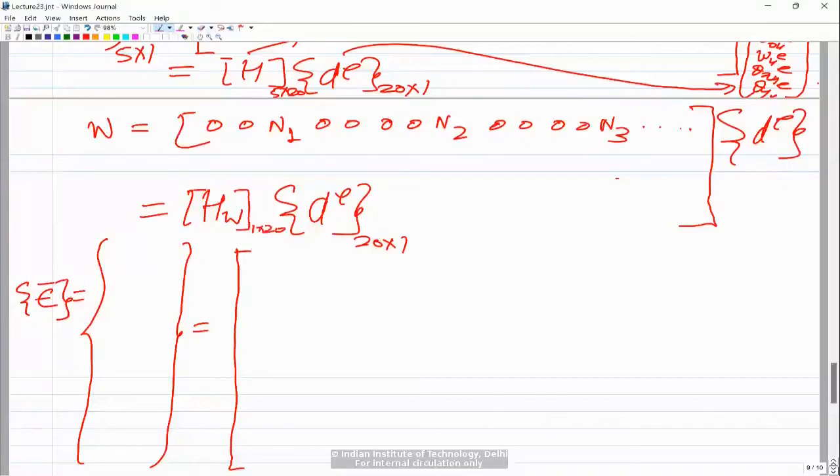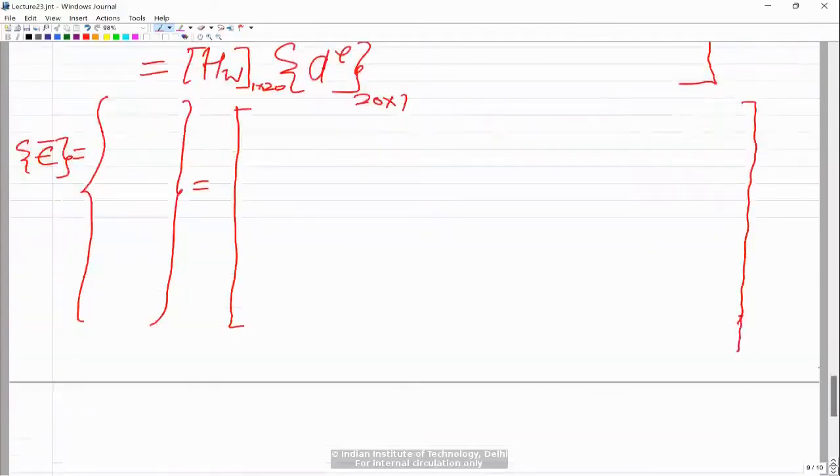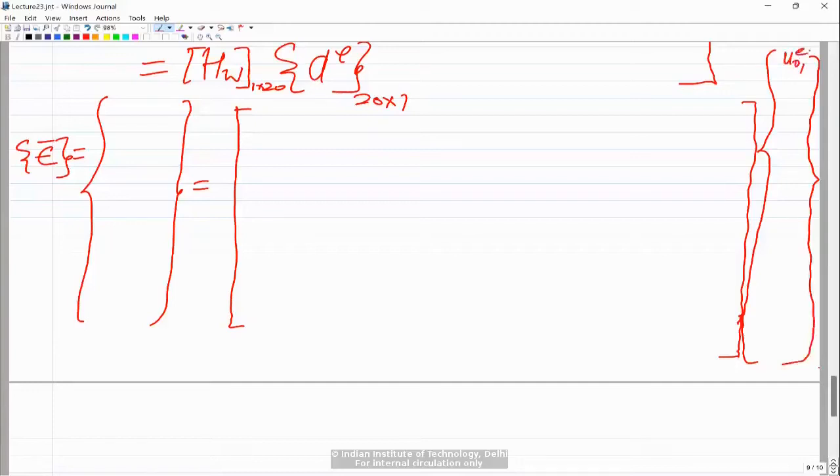So we are going to write epsilon bar again, basically in terms of the interpolation matrix. Now the degrees of freedom are the same. So we have u naught 1 e, v naught 1 e, w1 e, theta x 1 e, theta y 1 e, u naught 2 e, v naught 2 e, w2 e, and so on, and finally for the last, you will have theta y 4 e. So this is d.